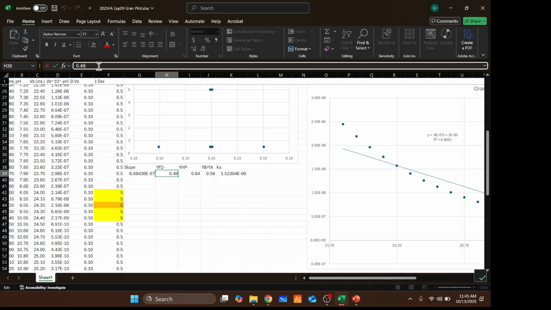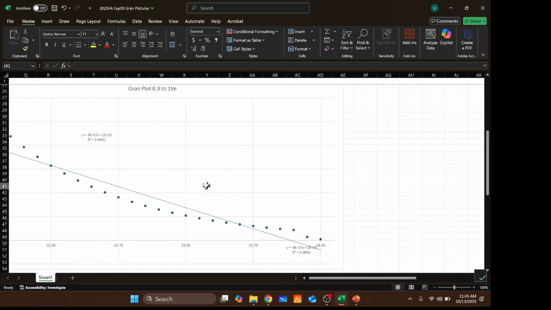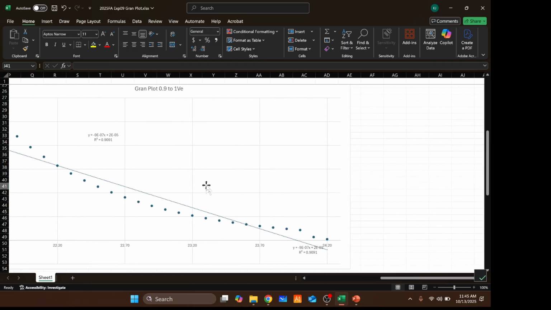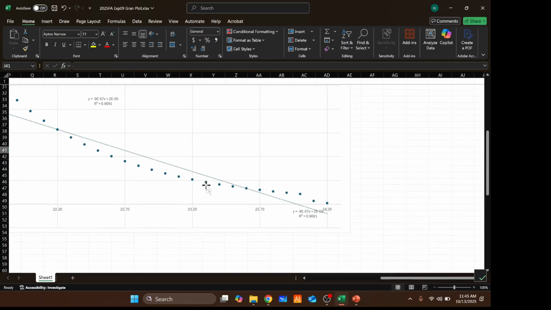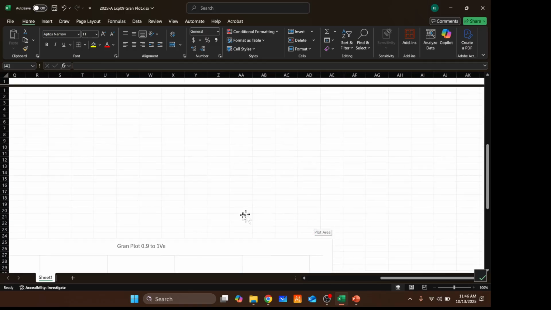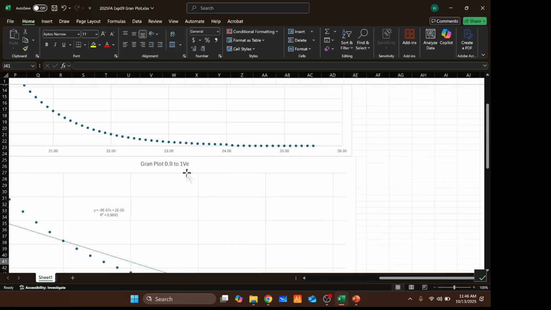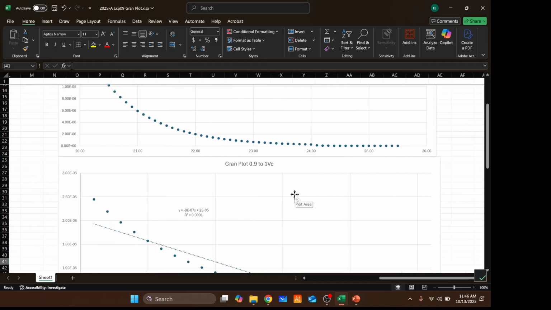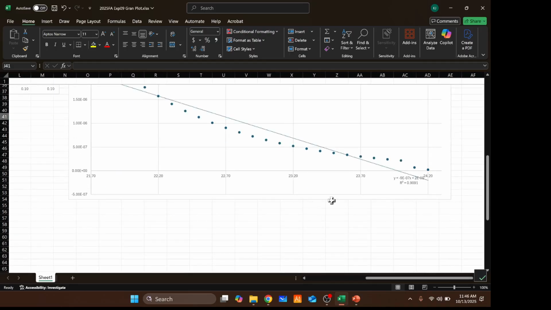One more, sorry. For the Gran plot, do we use, so even though I got 51, do I use the two values after the 51? No, sorry, you do it up to VE. You'll see my title on here, 0.9 to 1 VE. The last 10% before VE, right? So that actually made our R better.